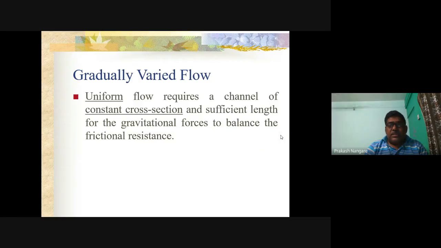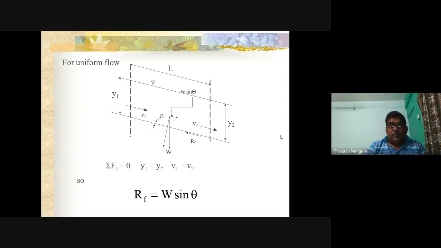Gradually varied flow is related to uniform flow. Uniform flow requires a channel of constant cross section and sufficient length for the gravitational forces to balance the frictional resistance. This is the requirement. Because of that, the depth of the flow changes over a longer distance, and this condition is also observed in uniform flow, with a constant cross-sectional area of the channel and sufficient length for the gravitational forces.